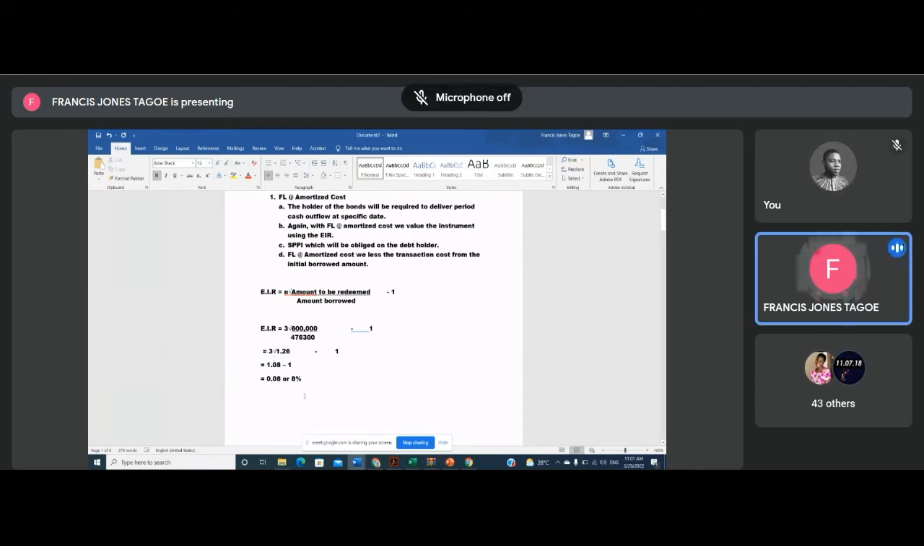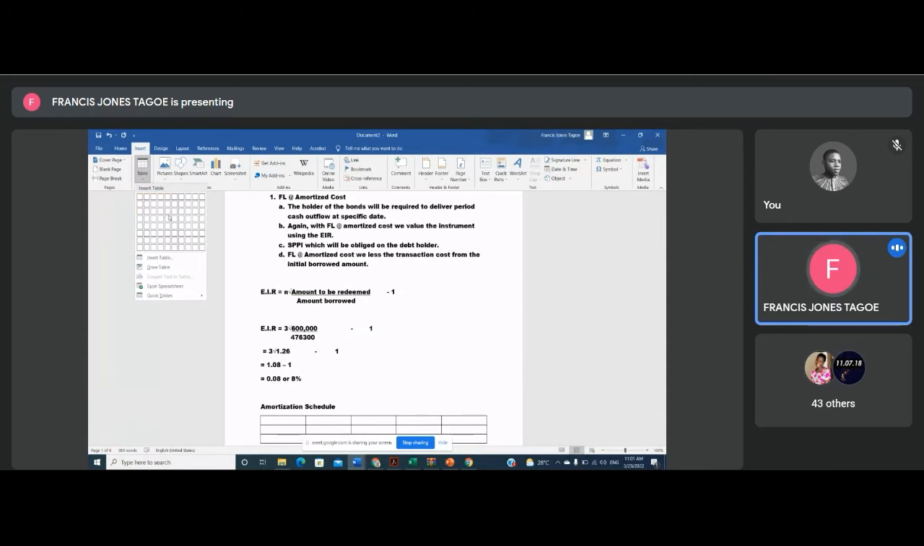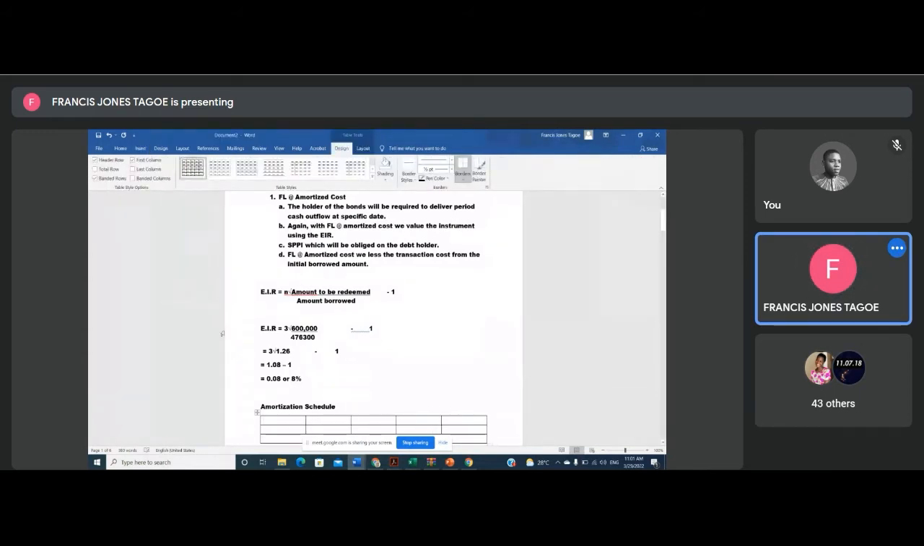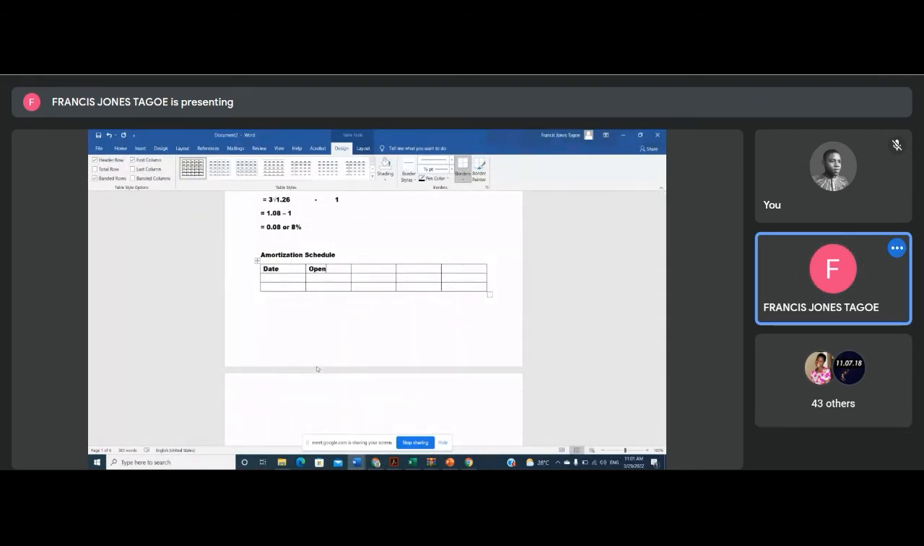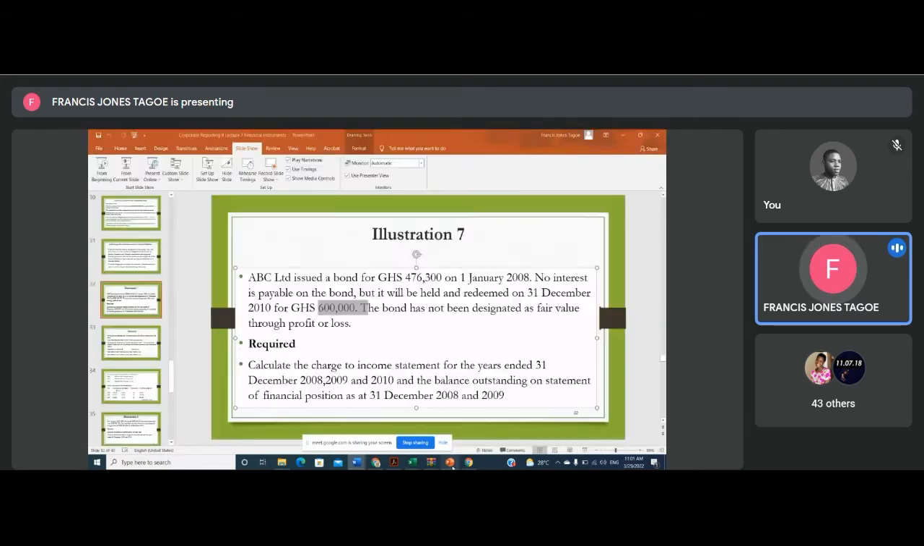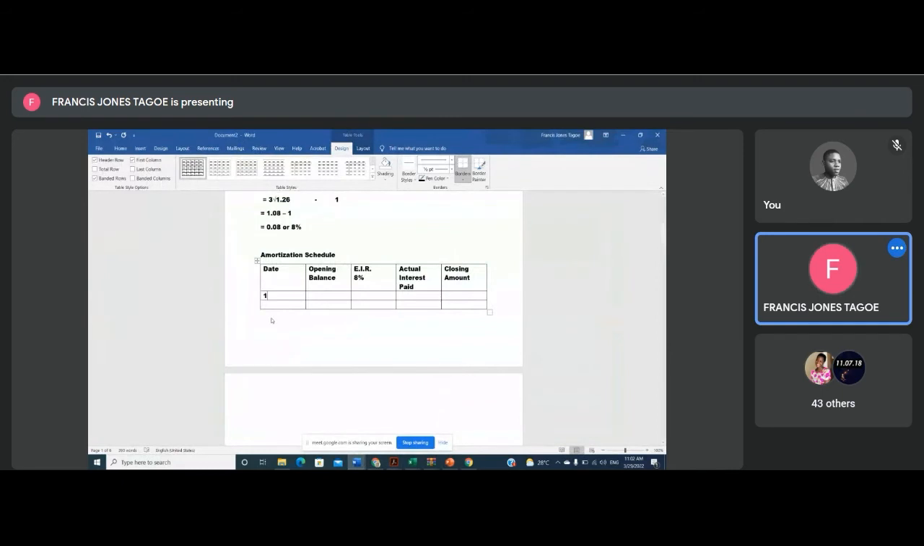Good. So you need to work out the effective interest rate before you open up your amortization schedule. That gives you the date, which you already know. Opening balance, effective interest rate, we just worked out as 8%. Actual interest paid, which we know is 0, and closing amount. So what is the initial recognition? This was the amount, 476,300. So in February 2008, we borrowed 476,300. Were there transaction costs? No, I don't think so.